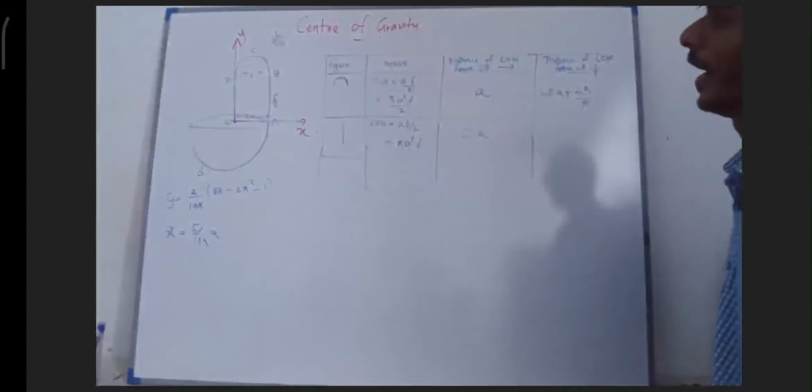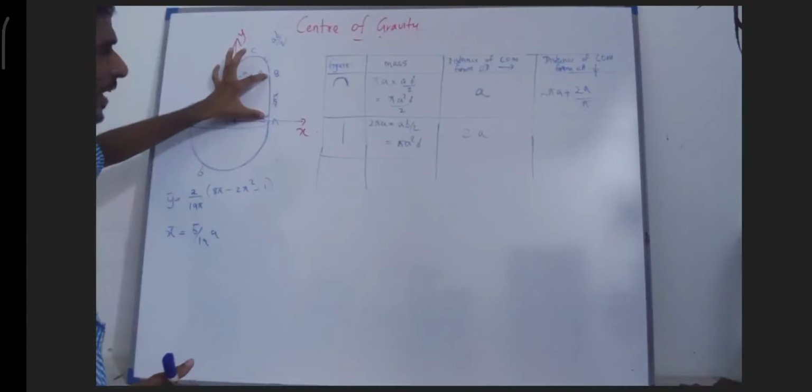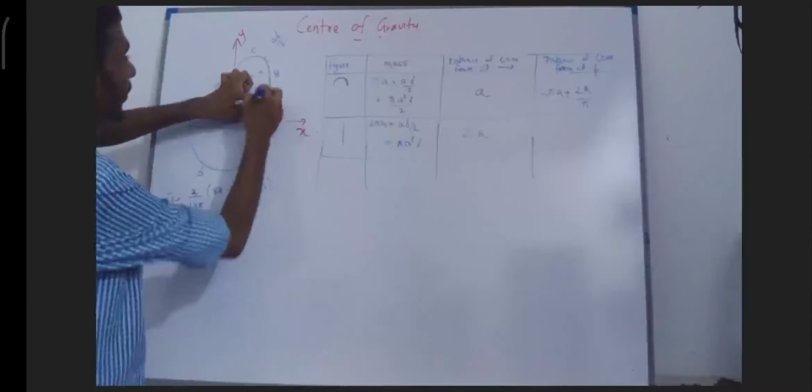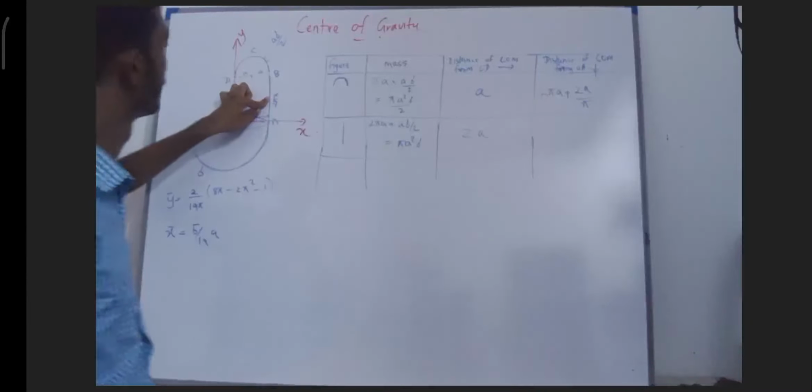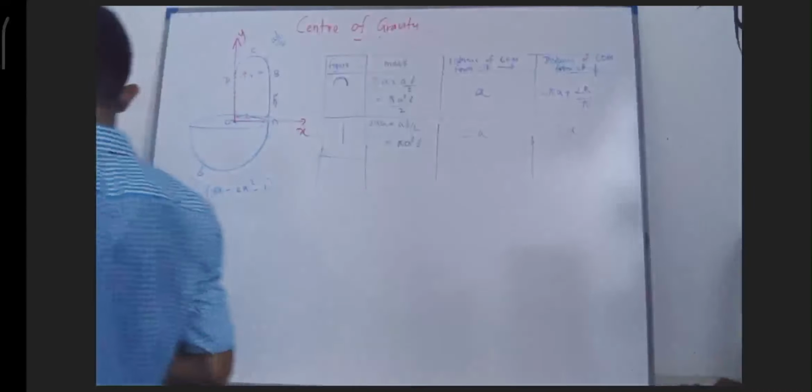And from OA, since this is a straight line and uniform, the center will be in the middle of the straight line. So that is pi a.